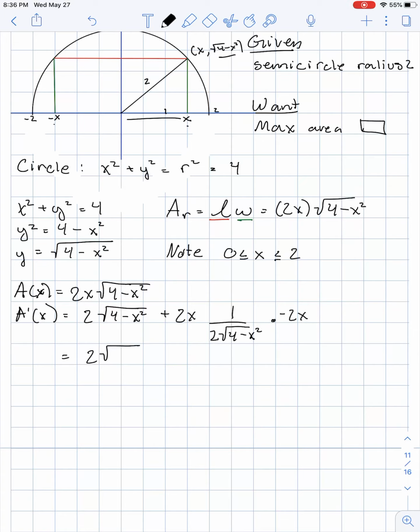Going to simplify. So I have 2 square root of 4 minus x squared minus, let's see, one of these 2's is going to cancel out, minus 2x squared over the square root of 4 minus x squared. All right, cool.